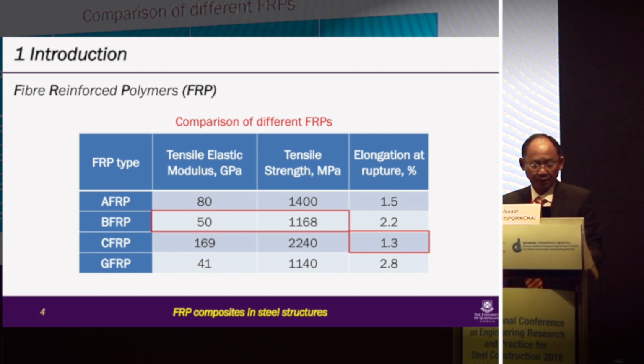Now we look at the typical mechanical properties of FRP. This table shows the four mostly used FRP. CFRP typically has the higher tensile modulus and tensile strength. The glass FRP has the lower elastic modulus and tensile strength, but has higher strain capacity.